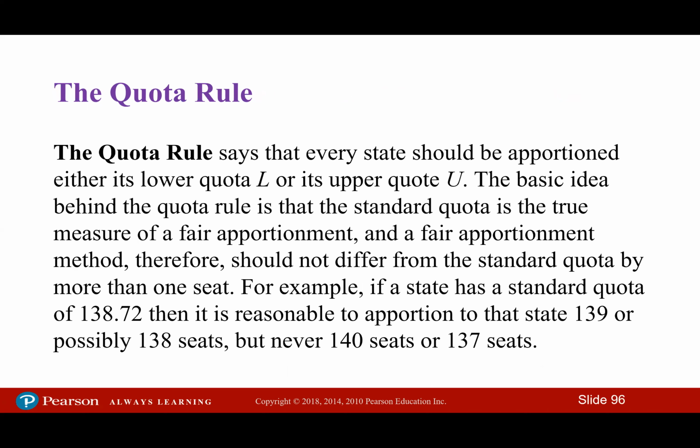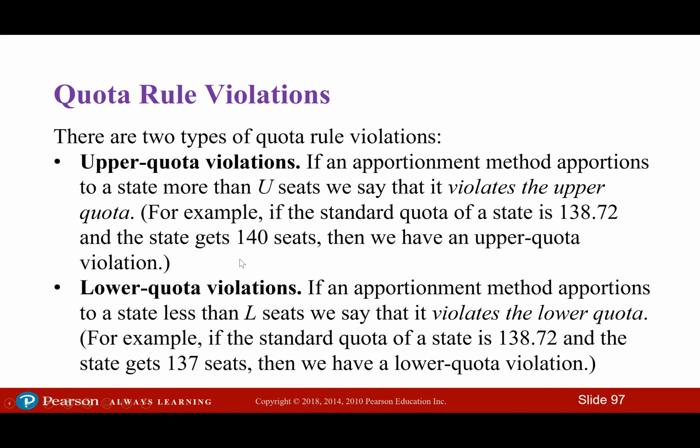So the quota rule just says this: every state should be apportioned to either its low quota or its high quota. There it is. So for an example, if a standard quota is 138.72, it could either stay at 138, you can go up to 139, but that is it. It should not go beyond those. That's the quota rule. There's also the upper quota violations. So if you go beyond the 139, you hit a 140, you have succumbed to the upper quota violation.